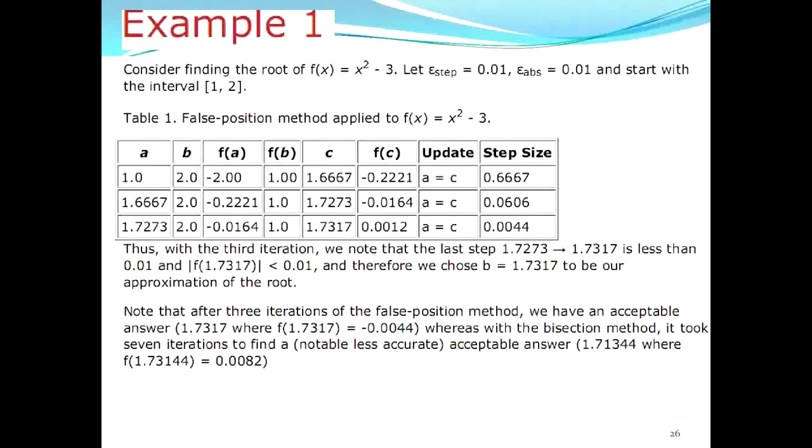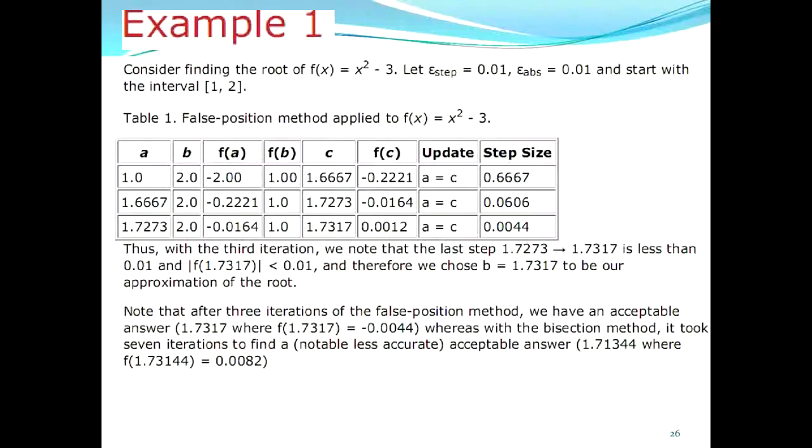f of b is 1, b is 2, multiplied by f of a, which is minus 2, divided by f of b minus f of a, so 1 minus minus 2. By this formula, if we calculate within 4 decimal places tolerance, C is 1.6667. Okay, so C is 1.6667, and now f of C.